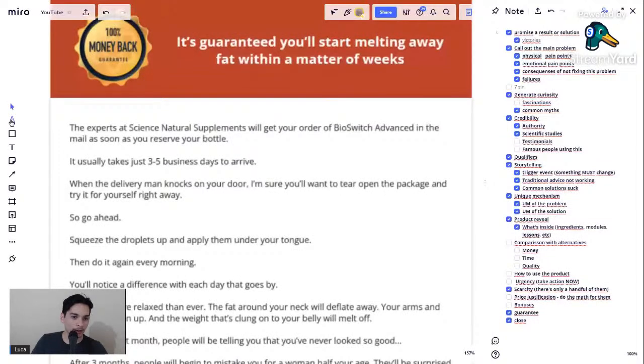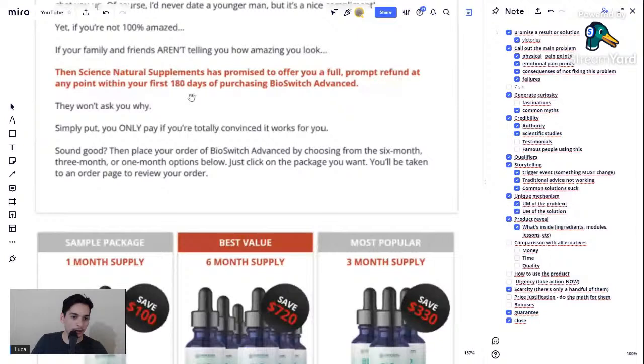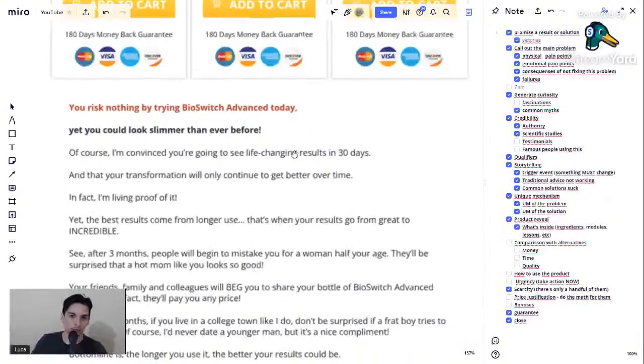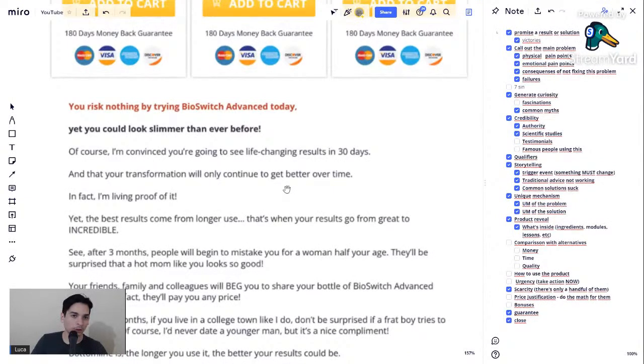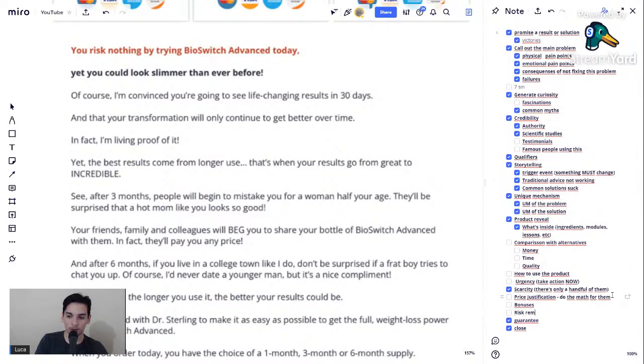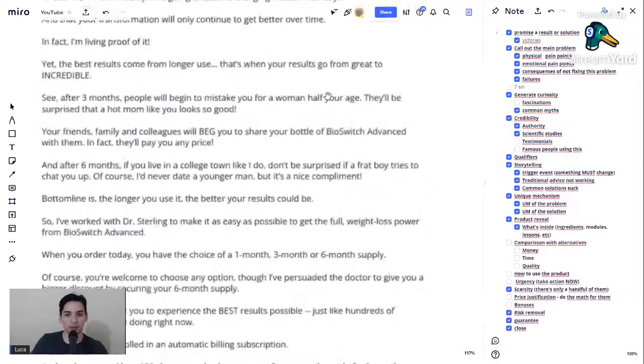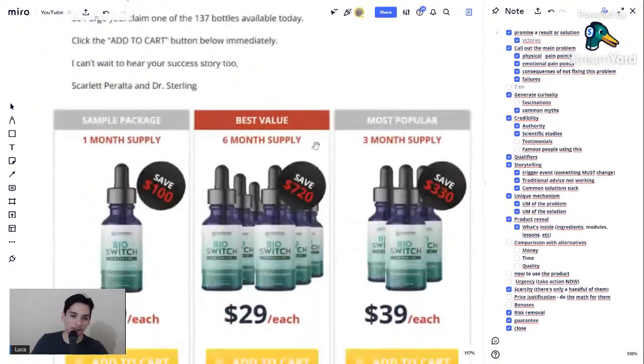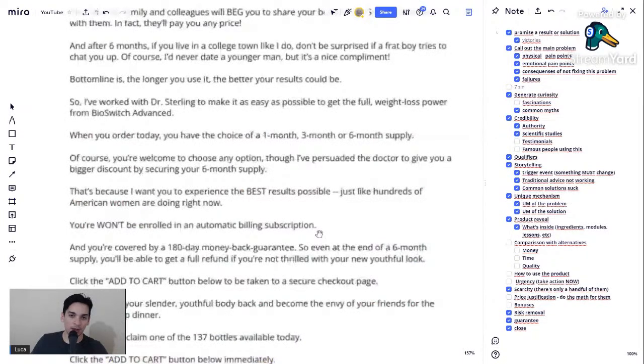And let's see, the science supplements, 180 days. This is cool. Okay. What else? You risk nothing but try and buy a Switch Advanced. Okay, this is something that I think I could add here, because of risk removal. Or it kind of falls into the guarantee part, where you're basically saying that you can buy this and try it, and you won't lose anything, right? You won't lose money, because you can ask for your money back and everything will be okay.